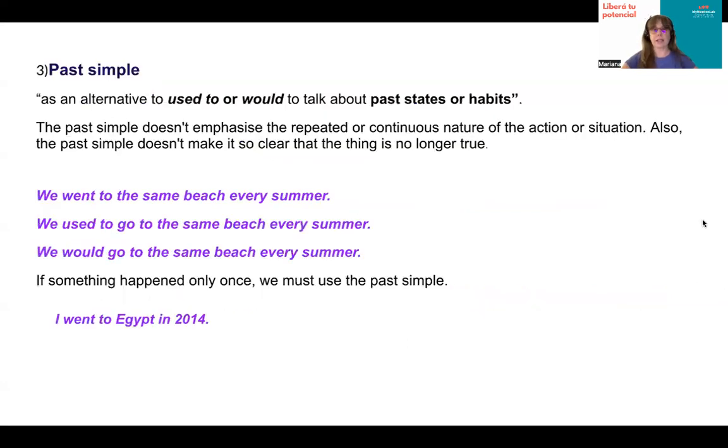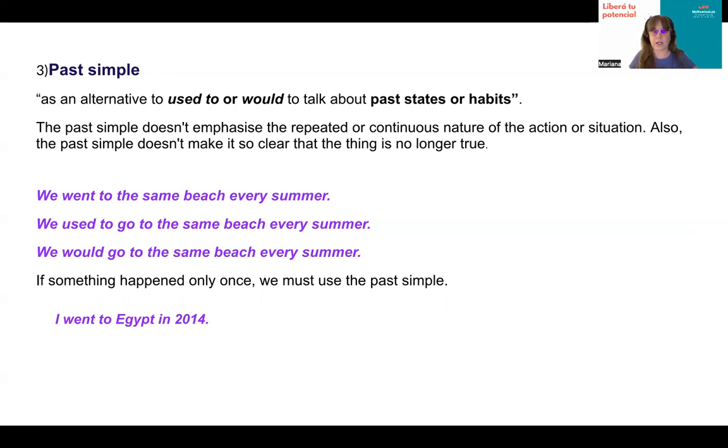Okay, and finally, the past simple. You may be wondering why we have used to or would, and what's the difference with the past simple sentence? Well, there are some moments when there's no clear difference between them. If you do not know whether the action is no longer true here now in the present or at some point, you could use any, but it's not clear, okay?